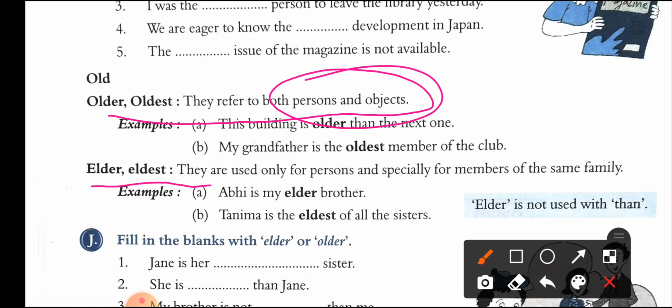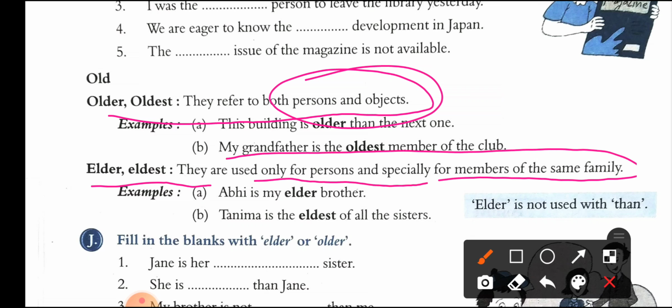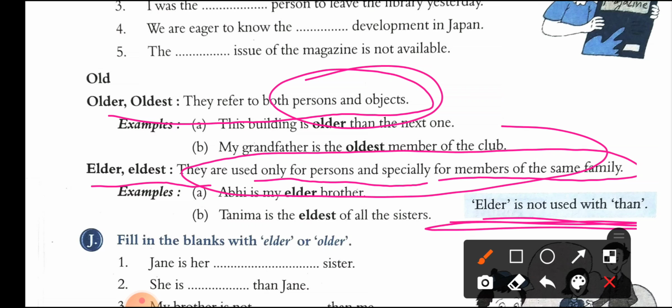And elder and eldest, they are used only for the person and especially for the members of the same family. Like your brother can be elder, but your friend cannot be elder because he is not a member of your family. Clear? Okay. Now one very important thing is given to you, that elder is not used with than. Where there is than, you will not use elder with that, right? I hope you understood. Read it once again, that older and oldest, they refer to both persons and objects.